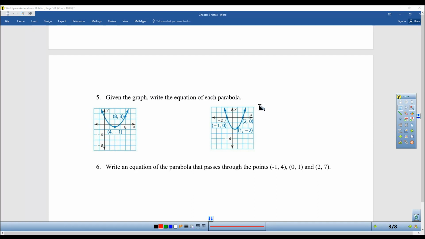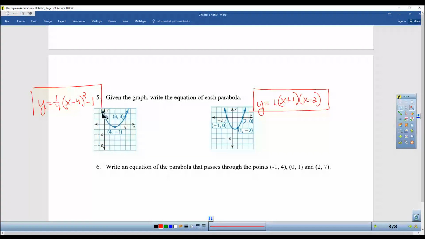I will write the answers in case you would like to try it on your own, which you know is always my preference, that you try these on your own. 1/4 times (x minus 4) squared minus 1. But when I check your notes, I am going to be checking for the actual work. Okay, so here's the work.